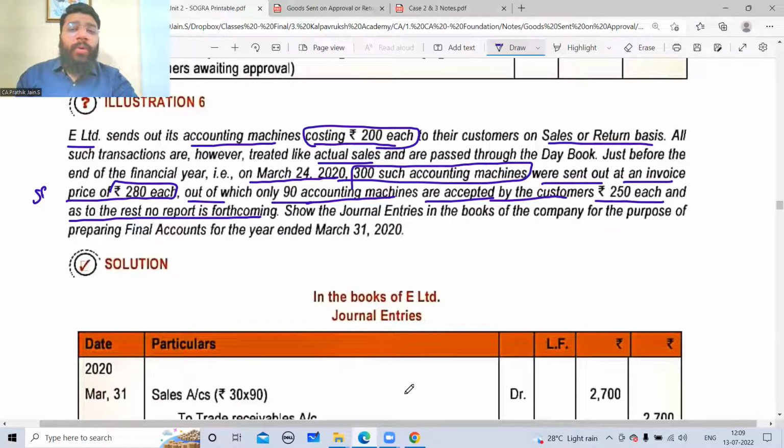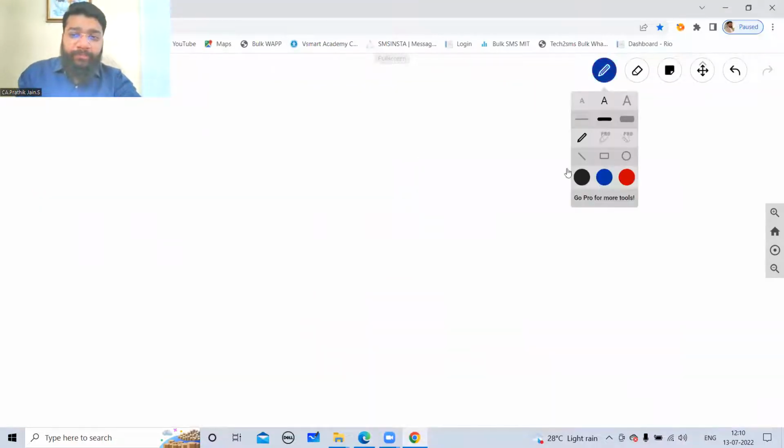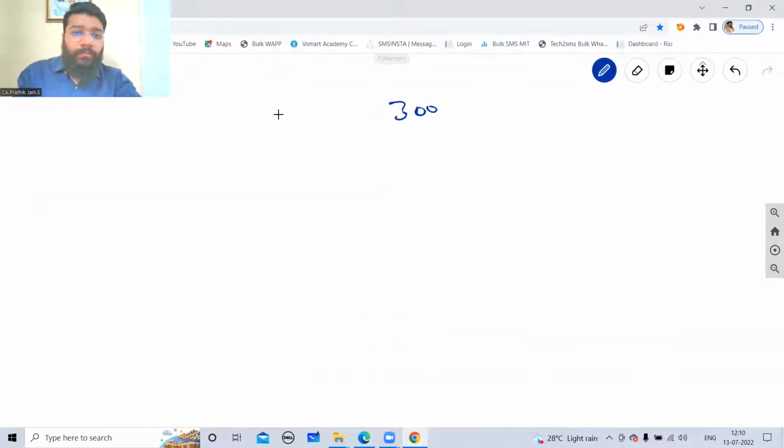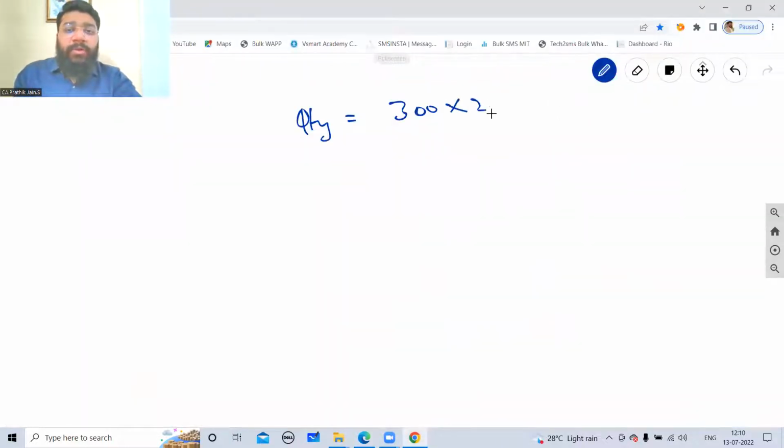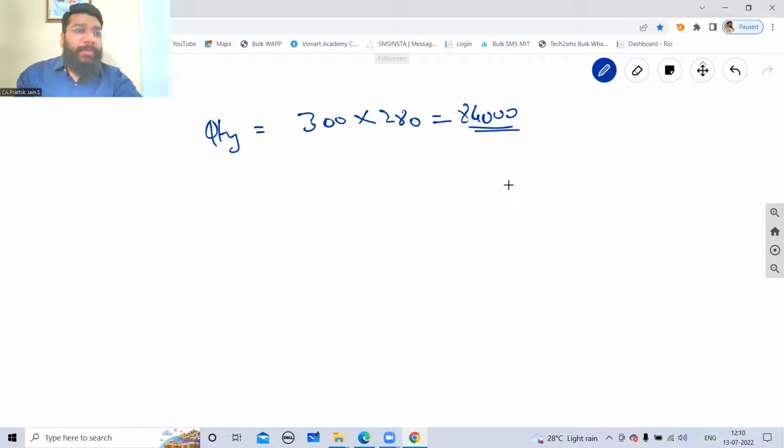Please tell me, guys, what is the quantity of the machines that has been sent out? 300 quantity of machines has been sent out at an invoice price of 280 each. So 300 into 280. Please multiply and tell me what is the invoice price, selling price. It is sent at 84,000 rupees.